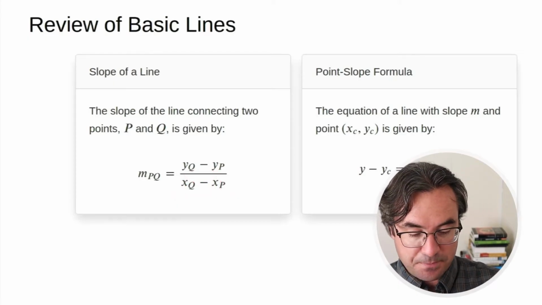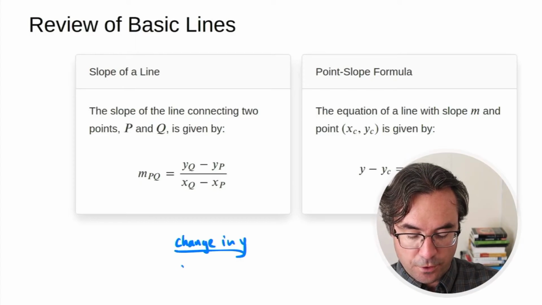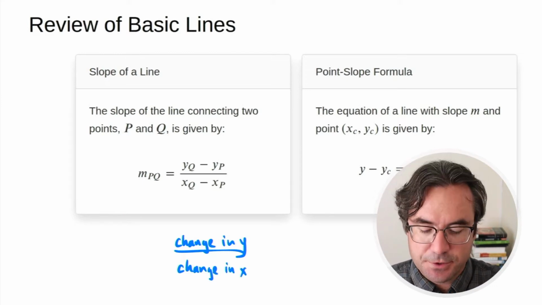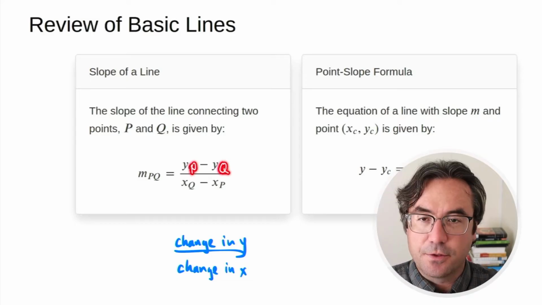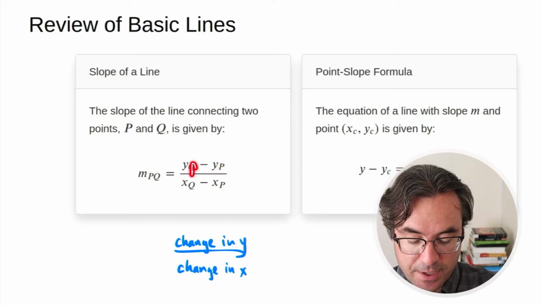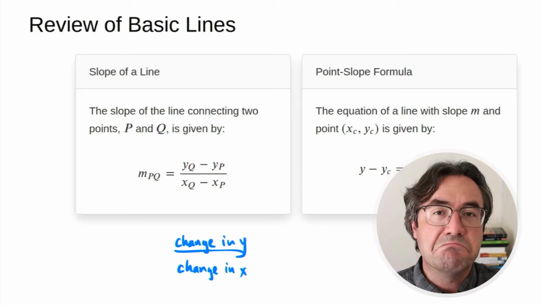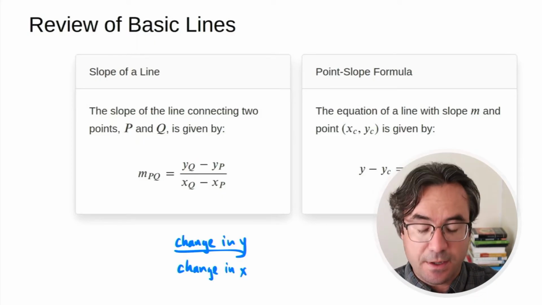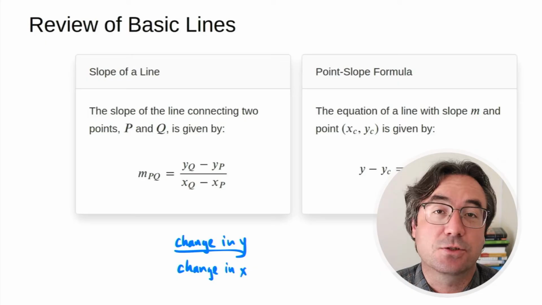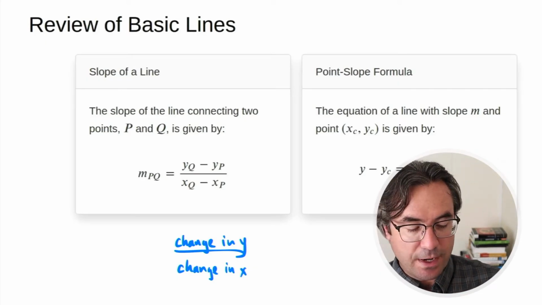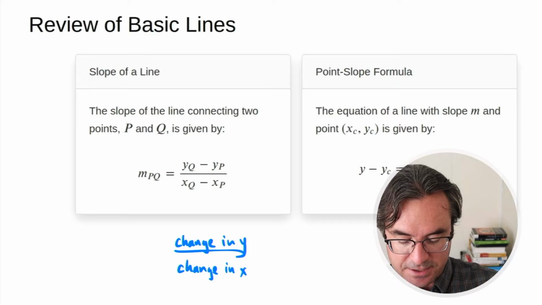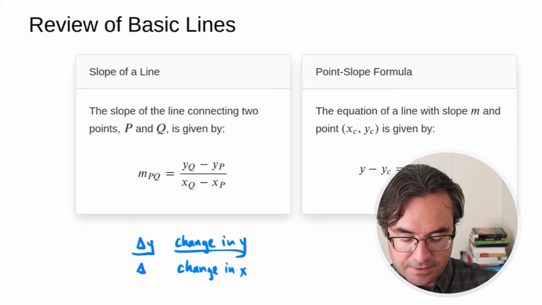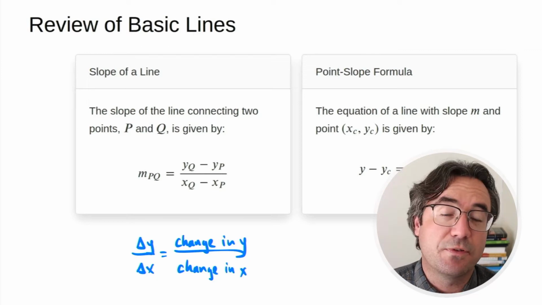So you can remember this as really change in y over change in x. And the order really doesn't matter here. If we had done the y coordinates where we did point P first and then subtracted off the y coordinate of point Q, we'd get the same answer as long as we're consistent. So if we choose the y coordinate from point P first, then we have to use the x coordinate from point P first. So this is change in y over change in x. And if you want to abbreviate this, you could think of this as delta y over delta x. All right, so slope of a line.